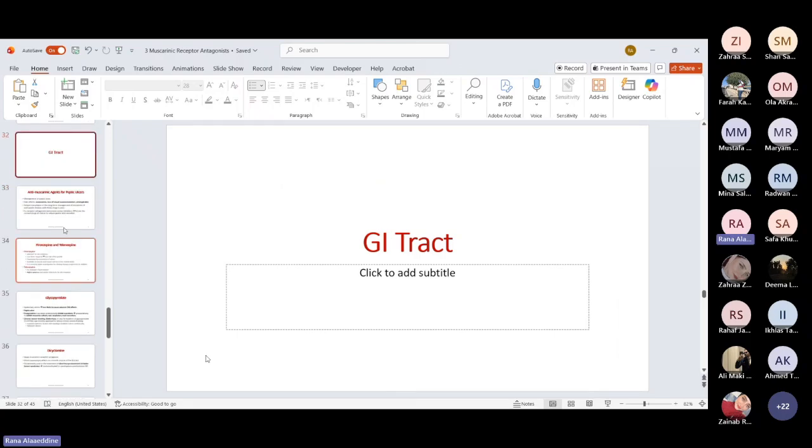Okay. So what do you think, guys, of the effect on the GI tract? What does it do to the GI tract? Or why do we use it for the GI tract? Reduce what? Secretion. I can't hear you. Reduce what? Secretions. Reduce secretions, yes, that's right. Reduce secretions from the acidity of the stomach.